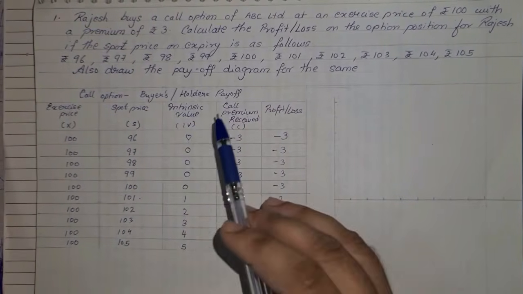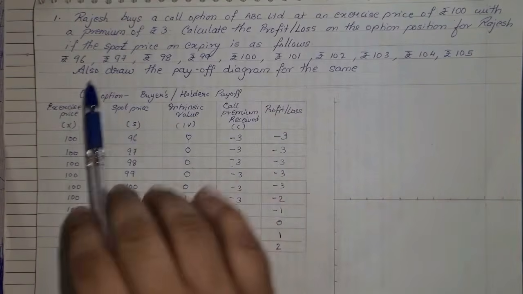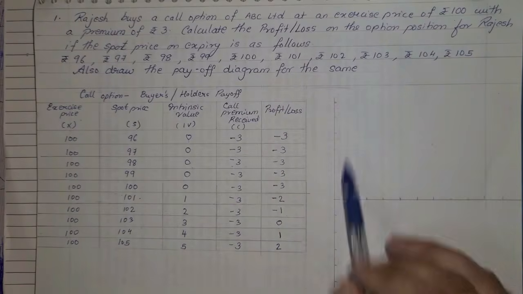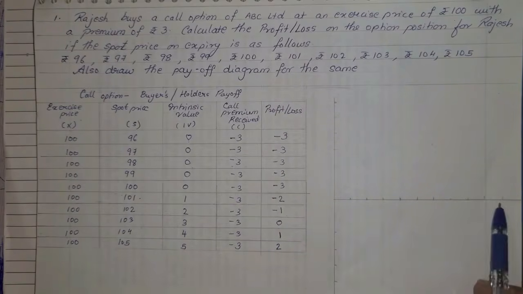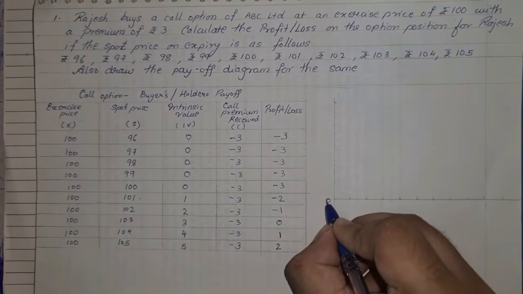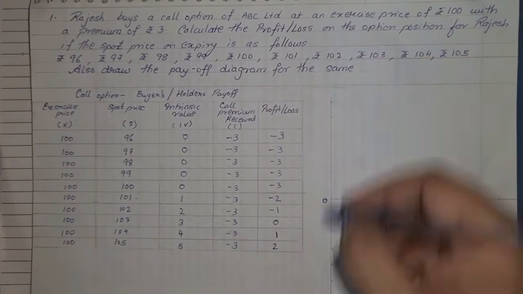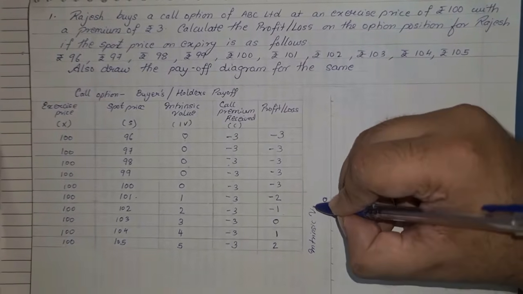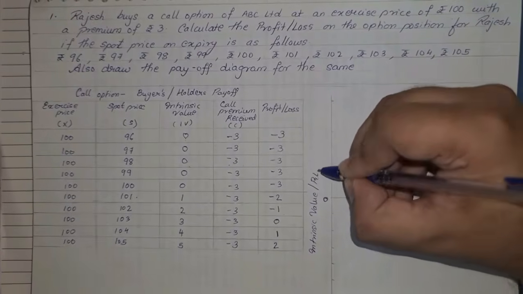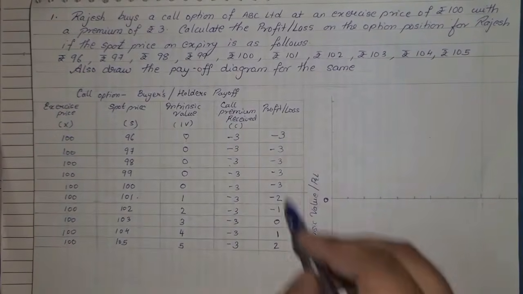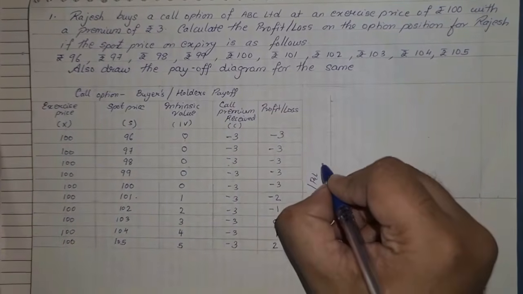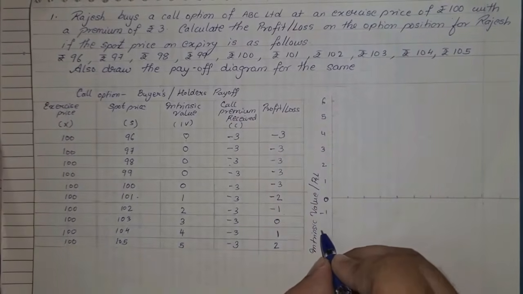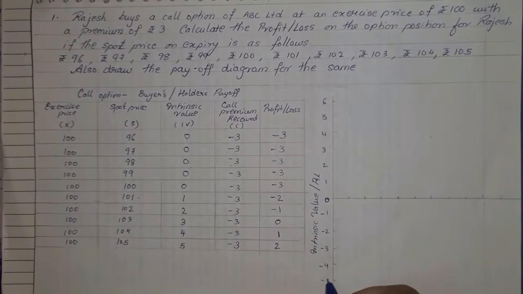Now let us see how we can present the same thing in diagrammatic form, because they have also asked us to draw the payoff diagram. There is a small sketch made up. This is my y-axis, this is our x-axis. We will start off with 0. The y-axis will include your intrinsic value and profit and loss. Since the numbers are in 1s, 2s and 3s, the top has positive 1, 2, 3, 4, 5, 6, and the bottom has negative 1, 2, 3, 4, 5.